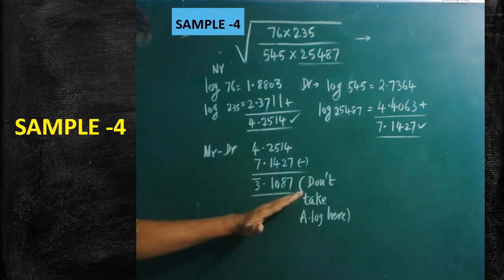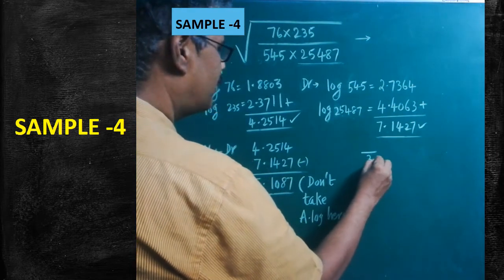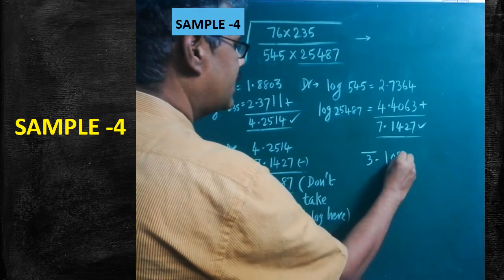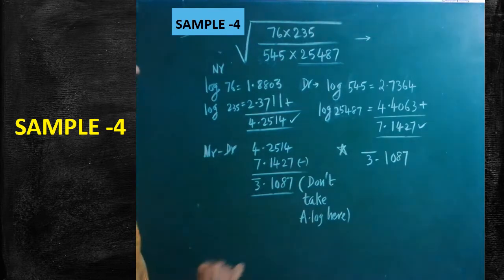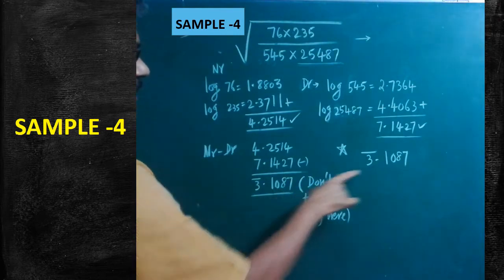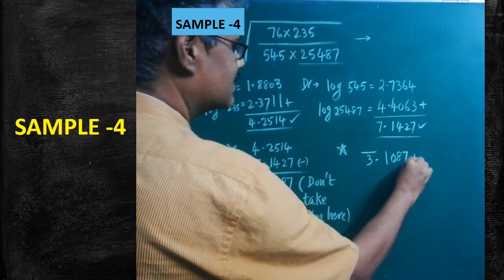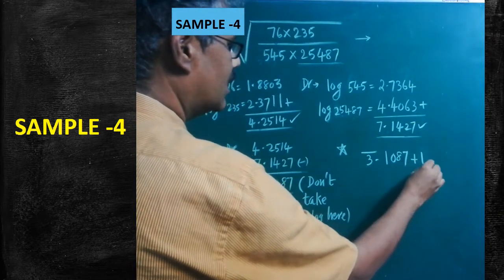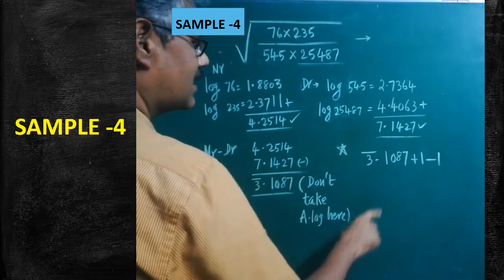1087. After that, very important point, don't take anti-log. You stop up to this without taking anti-log. Write the number here. Bar 3.1087 must be written. Here I am teaching the most important point here. Simply write the final subtracted value. After that, just for mathematical convenience, add with 1 and subtract by 1. Are you clear? Plus 1 minus 1 can be written.